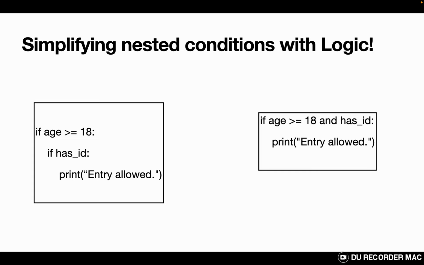in this slide I want to talk about simplifying nested conditions with logic and with the AND operand. When you want to check multiple conditions in Python, you might first write them as nested if statements. You check the first condition, and then inside that block you check the second condition, the third, and so on. For example, imagine this example here.